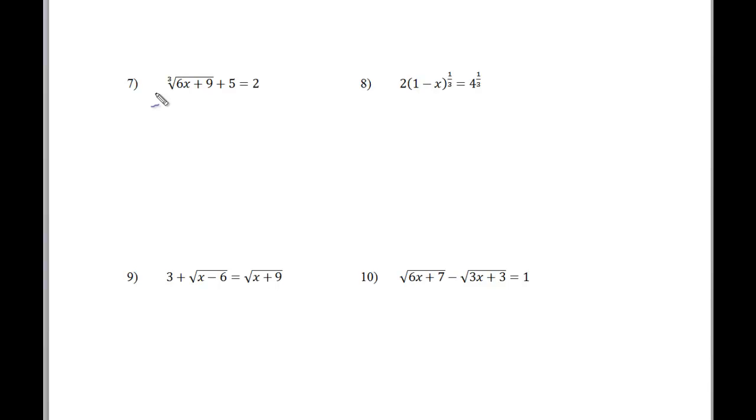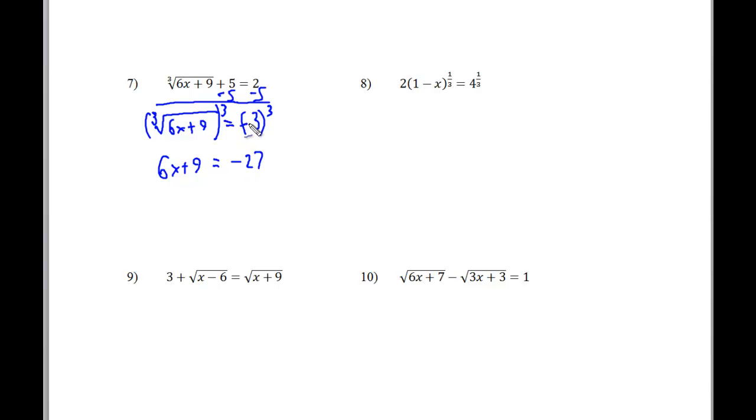We're going to move the 5 to the other side, subtract 5, subtract 5. So I've got the cubic root of 6x plus 9 is equal to negative 3. Now what I will do here is take the cube of all of these, and this is going to give me 6x plus 9, and this is going to give me negative 27. Something a lot of people leave out is the negative.